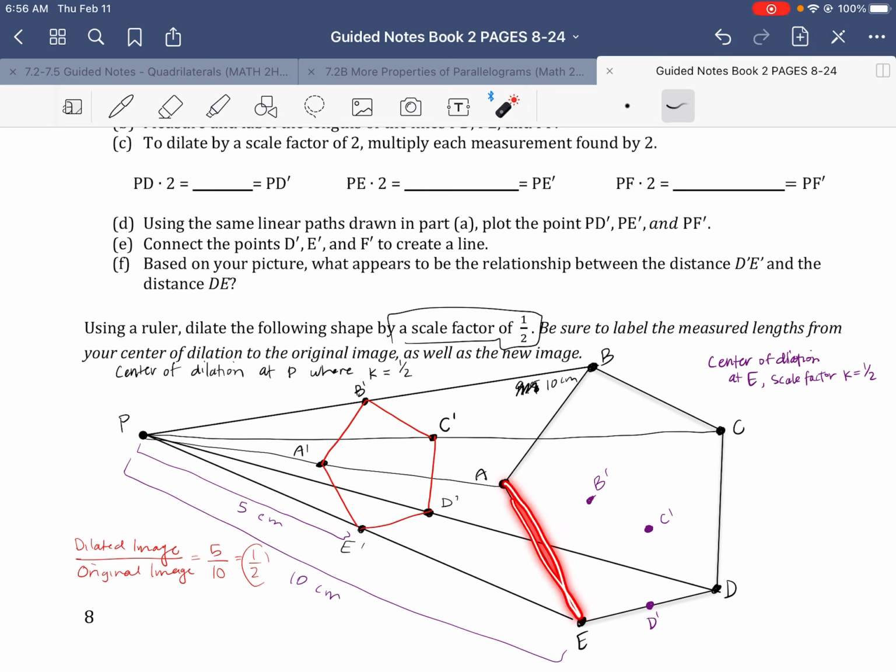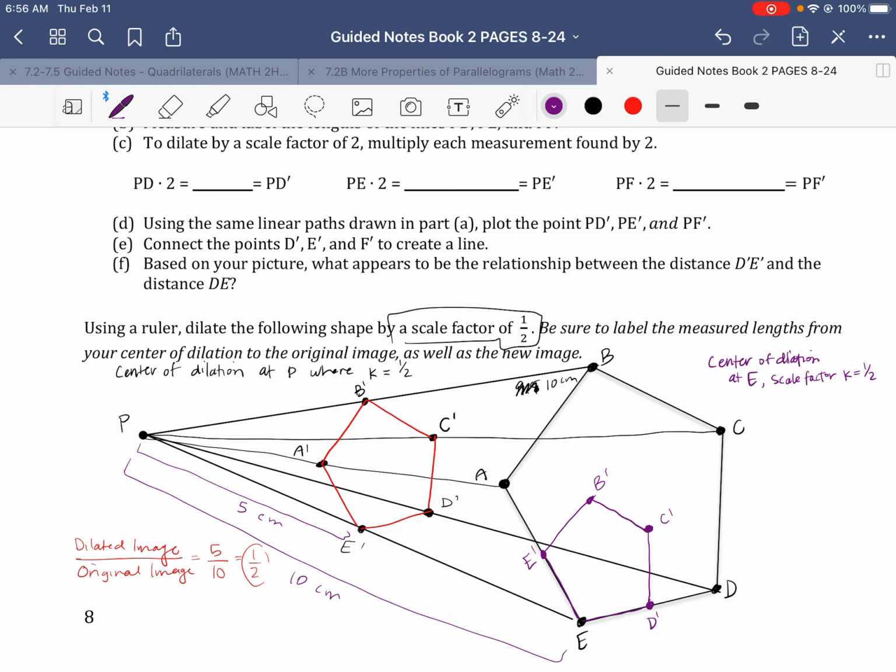I'll show you right there from A to E. And I'm going to go halfway on that one, so that's 1.75 for me. Notice now I could connect these, and you've created that same size shape that my red one is, still dilated by a scale factor of 1/2.